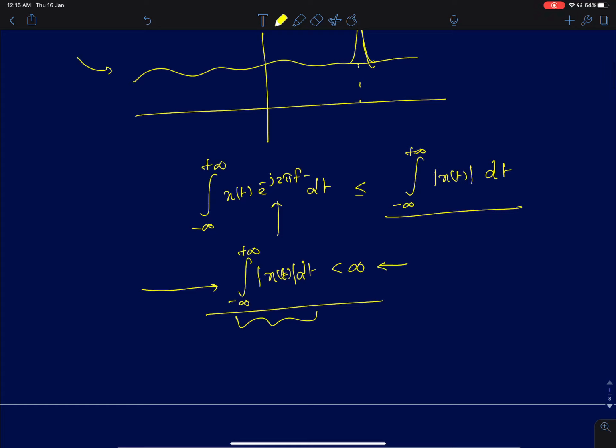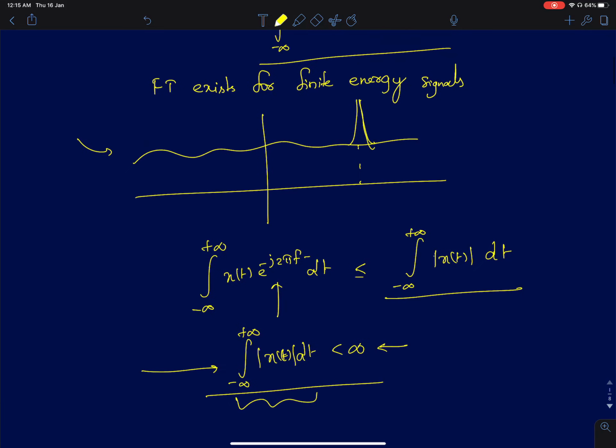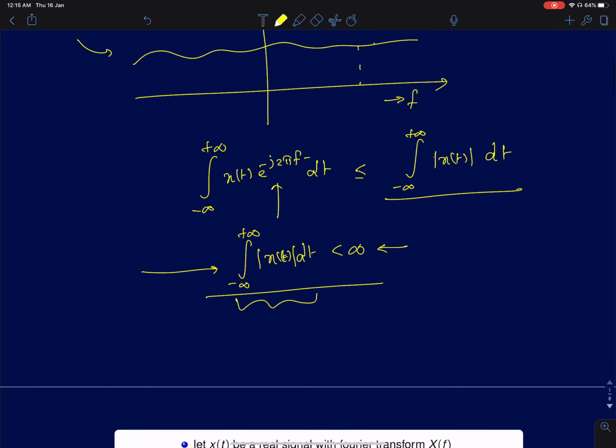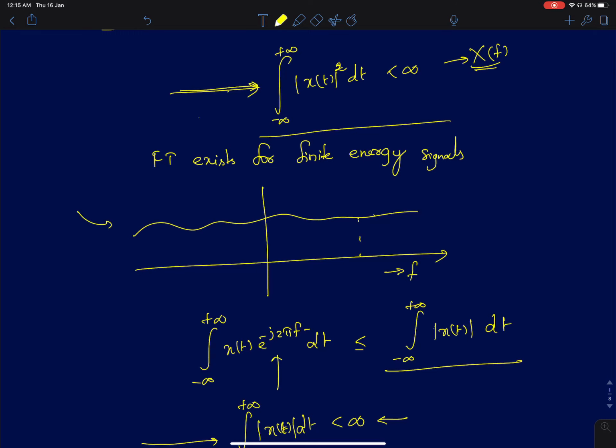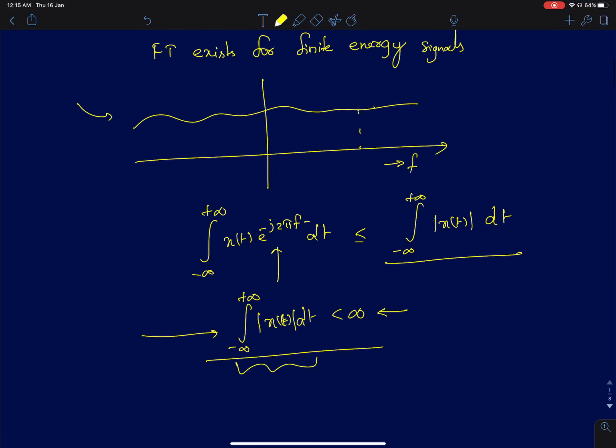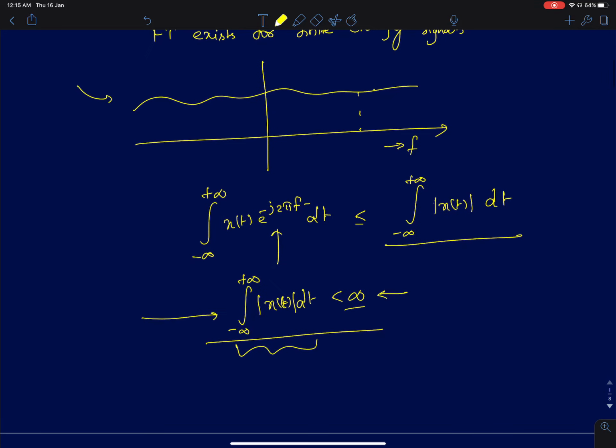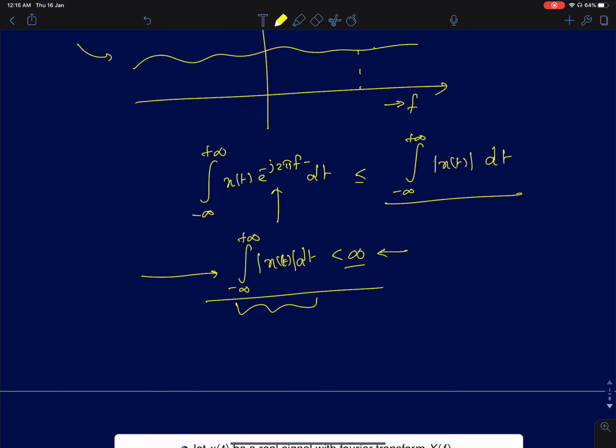So for such signals, the magnitude of the Fourier transform will not blow up to infinity at any frequency f. It comes from that. As I said, this is a tighter constraint. The square of it should also be less than infinity. That's a tighter constraint.